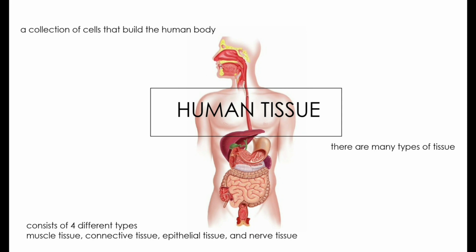Moving on to the second part, human tissue. Human tissue is a collection of cells that builds the human body. Every part of the body has its respective function. Therefore, there are many types of tissue that make up the human body. Through a microscope, you'll see that human tissue is a neatly organized group of cells based on their structure and function. And based on their grouping, this tissue is formed and then builds organs and other body parts. The human body consists of four different types of tissue. The four are muscle tissue, connective tissue, epithelial tissue, and nerve tissue.